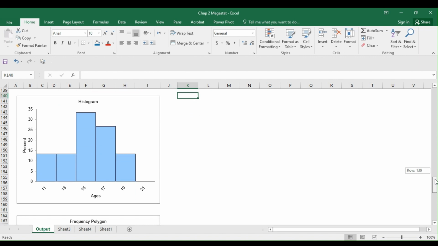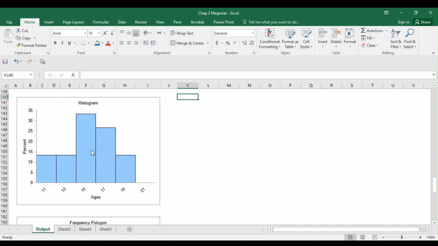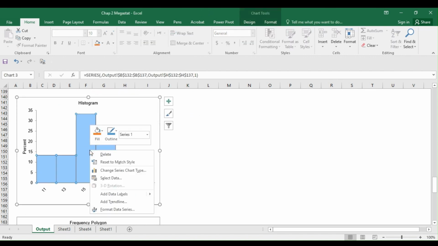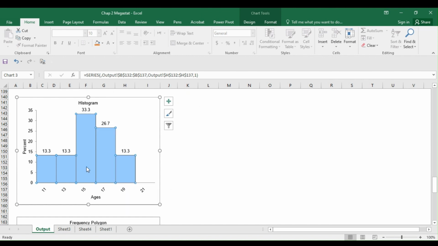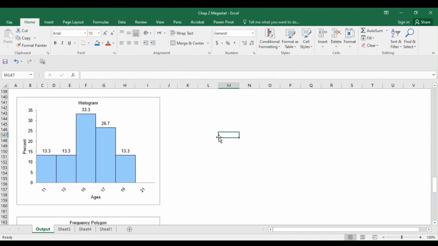Now, come here, Shabab. Click, right click, and we have add data labels. It will give you percentages here, not frequency, percentages here. For example, if I need the frequency of the third group, how am I going to find the frequency of the third group? This group.